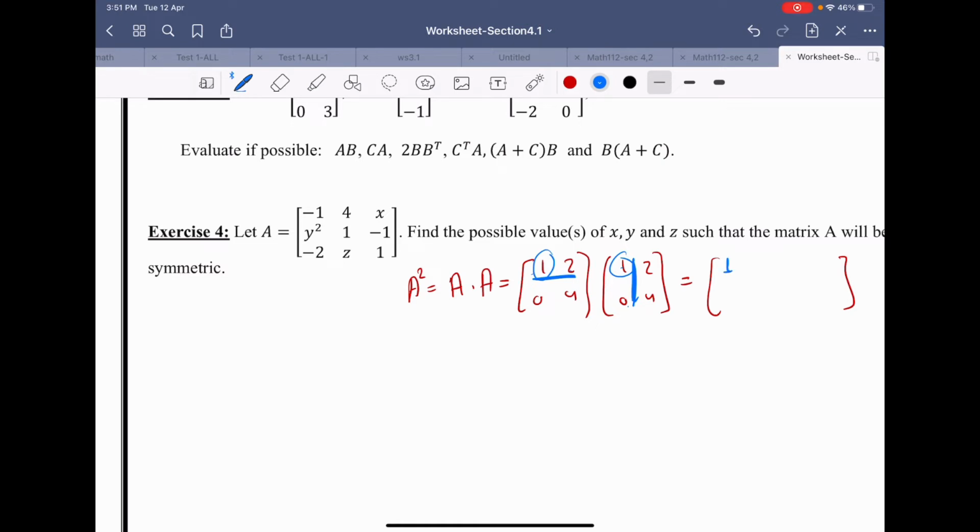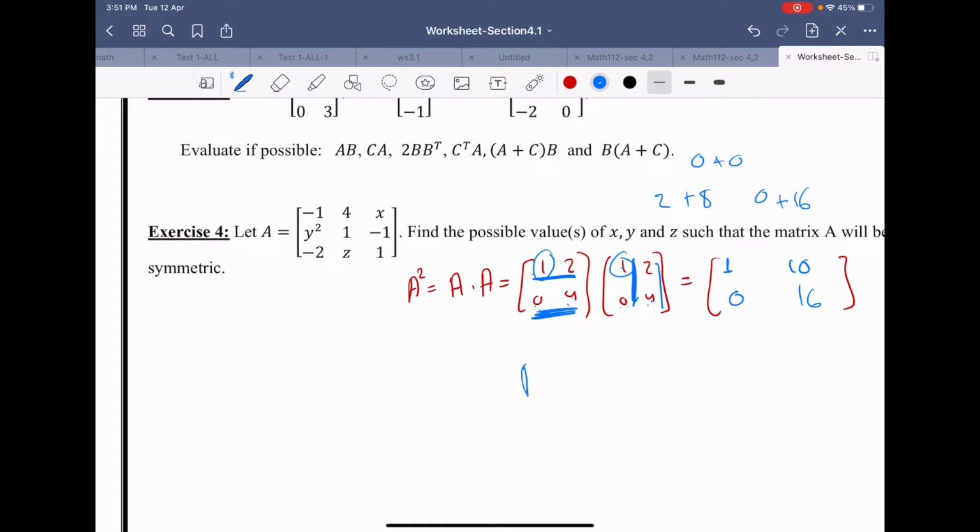Then I will repeat the same thing with the second column. 1 times 2, 2, and 2 times 4 is 8. So 2 plus 8 is 10. Now I will do this with the second row. 0 with 1 is 0, and 4 with 0 is 0. So 0. 0 times 2 is 0, and 4 times 4 is 16. So it is 16. This is A squared.